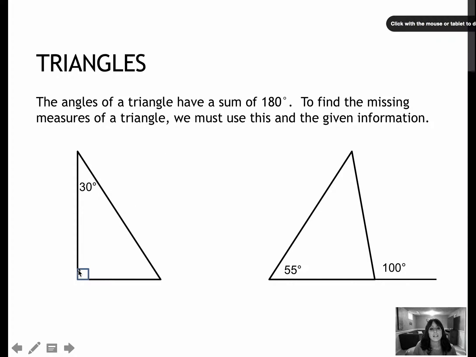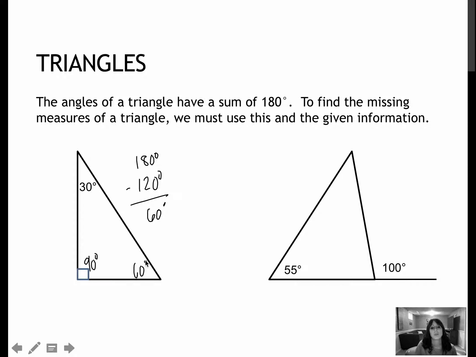Here, I know that this is a 90-degree angle because I've got the little box that shows that it's a right angle, and this is 30. So I know that 90 plus 30 plus whatever this is has to add up to 180. So 90 plus 30 is 120 total. If I take 180 minus 120, I should get the angle that's left, which is of course 60 degrees. A 30, 60, 90 triangle is actually a pretty famous triangle because there are some special properties to do with the 30, 60, 90 that you will learn about later.